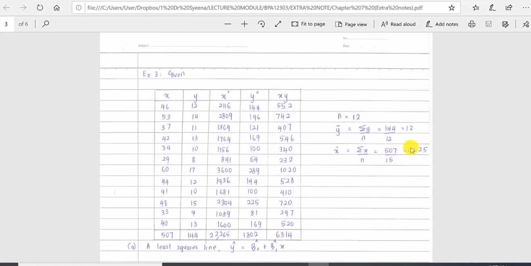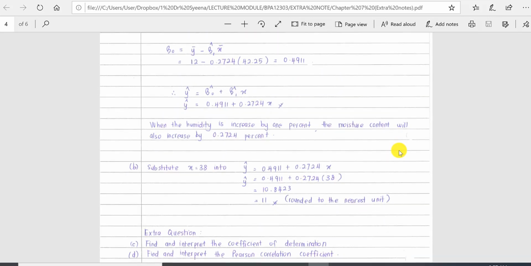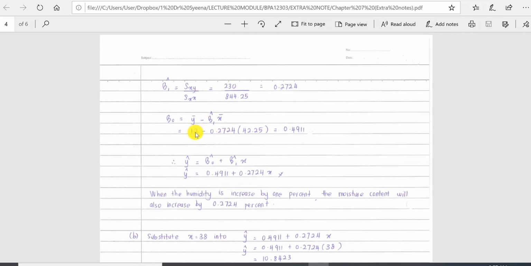507 divided by 12 is equal to 42.25. Then we substitute the mean of y is 12, the mean of x is 42.25, and your beta 1 is equal to 0.2724. Then you get beta naught is equal to 0.4911. So your y is equal to beta naught plus beta 1 x. So beta naught is 0.4911, and your beta 1 is 0.2724x. So now we already have the equation of the simple linear regression.